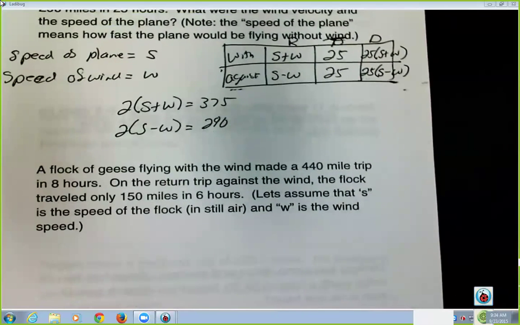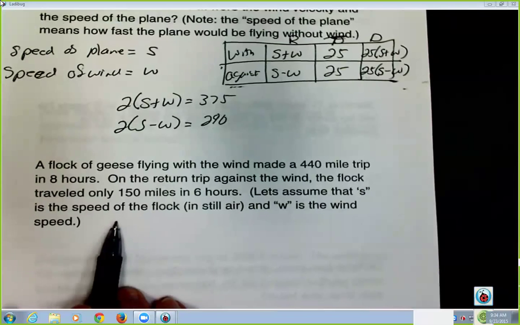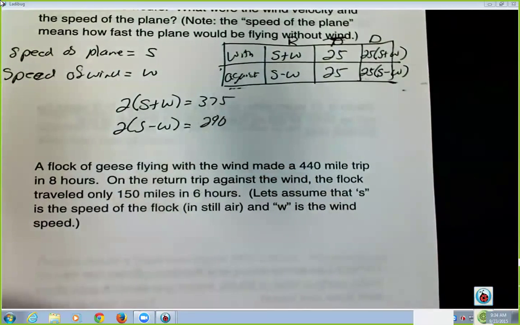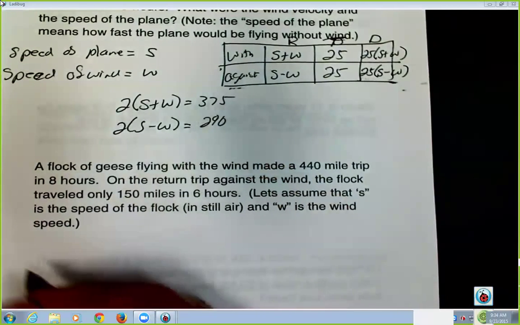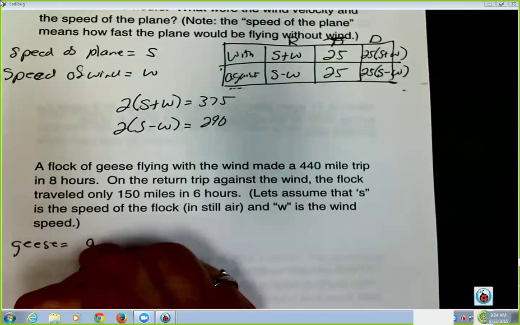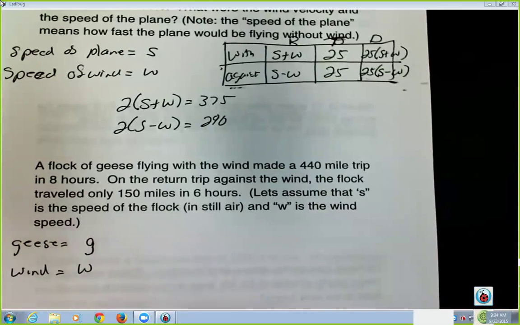A flock of geese are flying with the wind, made a 440-mile trip in 8 hours. On the return trip against the wind, the flock traveled only 150 miles in 6 hours. This one's like the first one, like the one right above it. We need to go through it, or what do you think? Because it's basically like the other one, because you have the speed of the geese. We're going to make that G. And the wind, we're going to make that W.